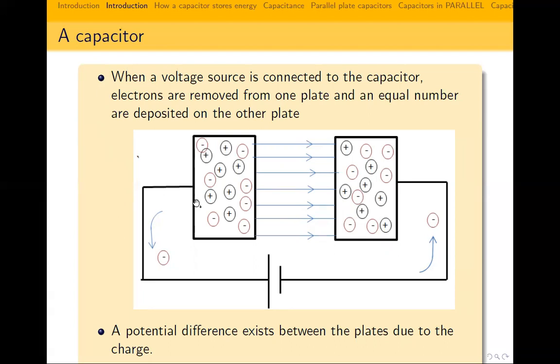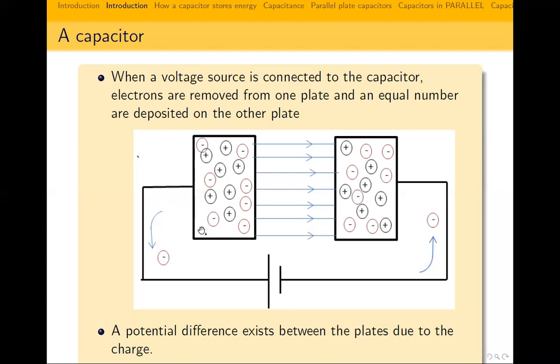We emphasize that it is negative charges that will move. So the negative charges will move from one plate, move externally through the circuit, and go to the other plate. So essentially what we are saying is that when electrons leave one plate, the number of positive charges will be in excess. For example, if you remove one electron from this plate, the number of positives increases by 1. If you remove 2, the number of positives increases by 2.